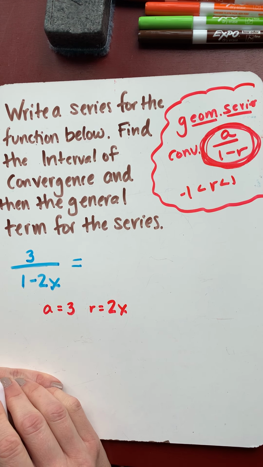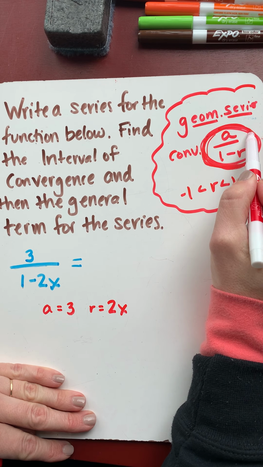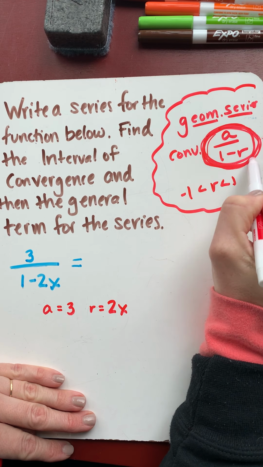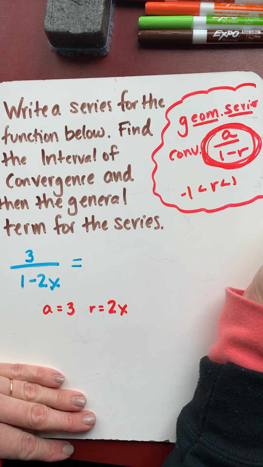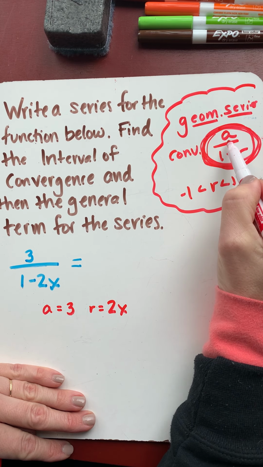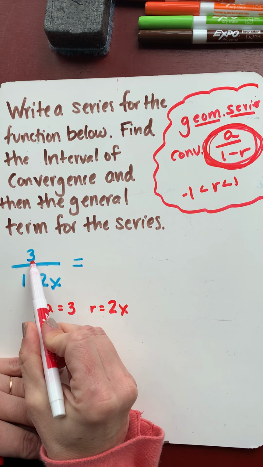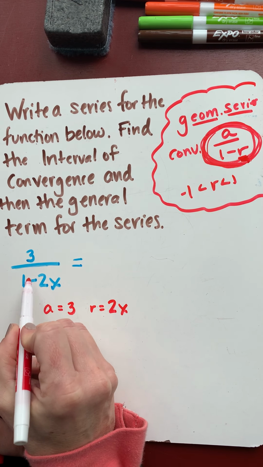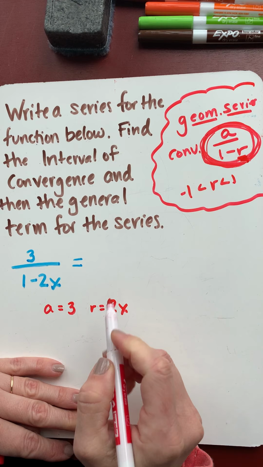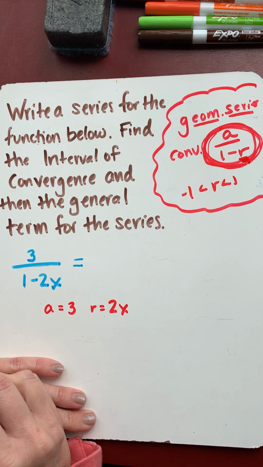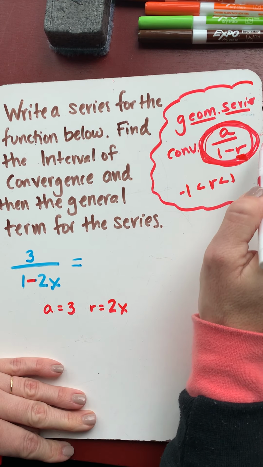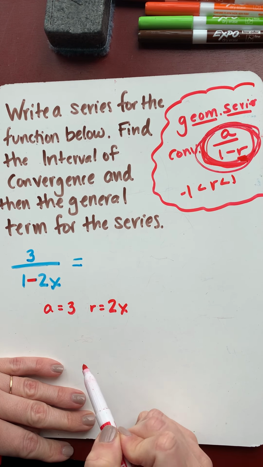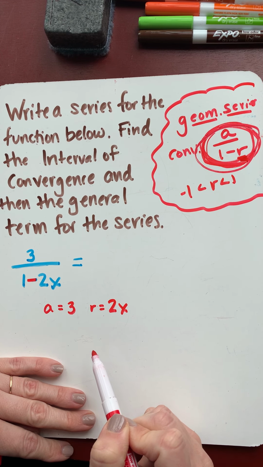So everything I'm going to be given right now, function-wise, is going to look a lot like this. And I'm going to be able to take information from it. I'm going to be able to say, oh, okay, then whatever they put on the top of that fraction is A, and whatever they have in this spot is R. If this were a plus instead of a minus, well, then R would have been -2x. But this was a minus, it matches the R template. So we can say that R is 2x and A is 3.